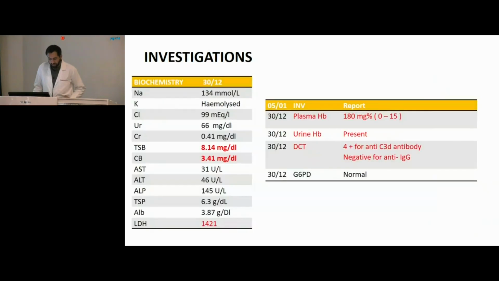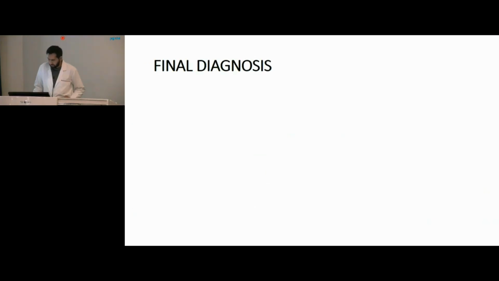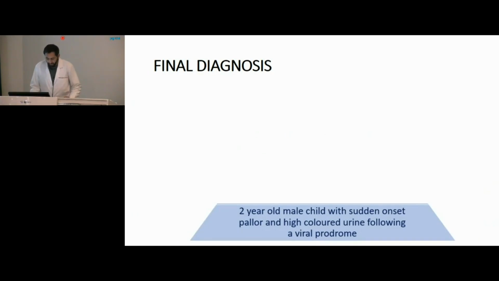In other investigations, the total serum bilirubin and conjugated bilirubin were increased, LDH was increased, and plasma HB was high. Urine HB was present, DCT was positive, 4 plus for anti-C3d antibody, negative for anti-IgG. G6PD was normal.